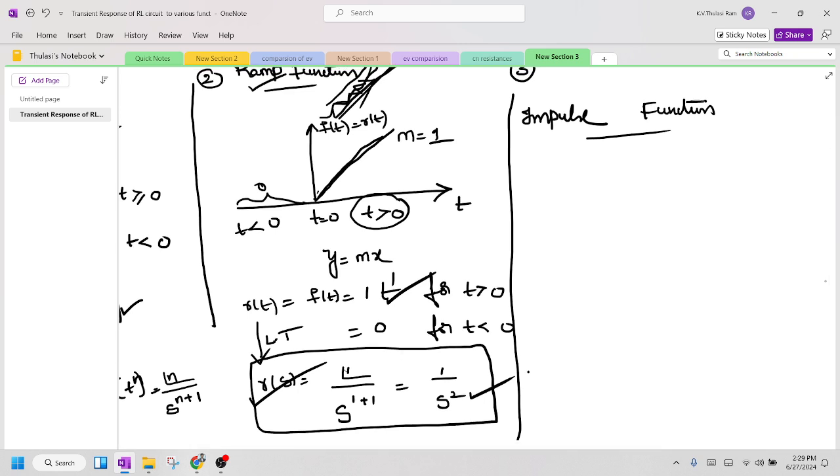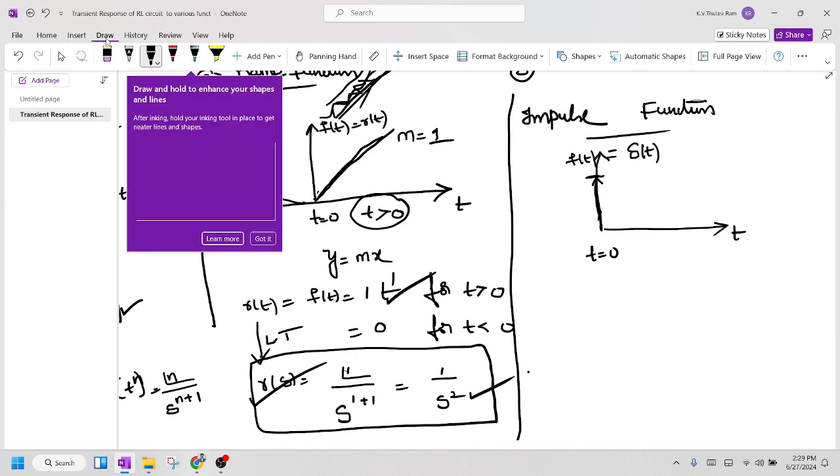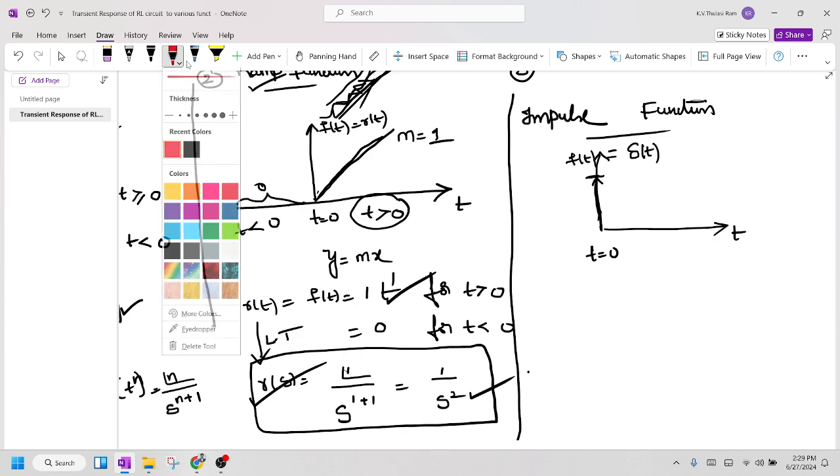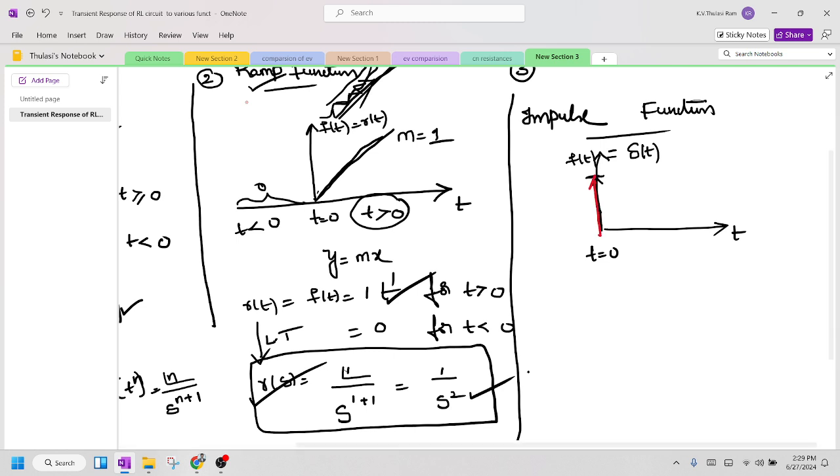The impulse function is defined as follows: you have a waveform f of t, where the x-axis is t and the y-axis is f of t, and this f of t we are going to write for an impulse as delta of t. This maintains a magnitude of 1. Here I'm marking the magnitude as 1, and this waveform maintains a magnitude at t equal to 0. For t greater than 0 and t less than 0, it maintains a magnitude of 0 in the rest of the waveform.